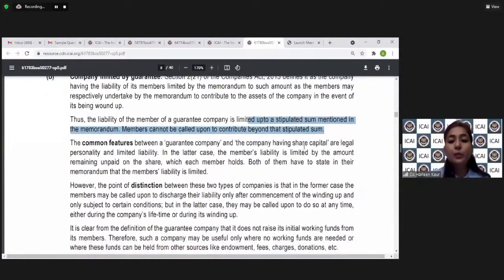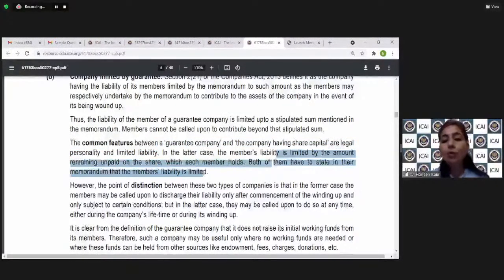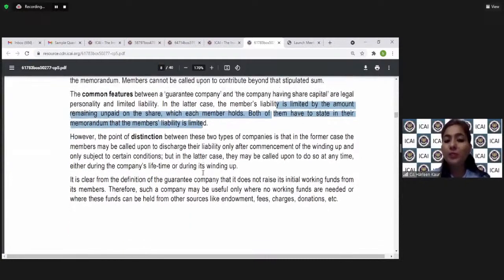The common feature between guarantee company and company having share capital is that both of them have a legal personality and limited liability. दोनों ही separate corporate personality को enjoy करते हैं and दोनों की ही liability limited है. The only difference is that in the latter case means share capital वाली में company is limited for the amount unpaid on shares and both of them have to state this amount in the memorandum of association. Now ma'am, what is the difference between these two companies? This is the common feature. So what is the common feature? Both the companies have limited liability and the liability has to be mentioned in the MOA.